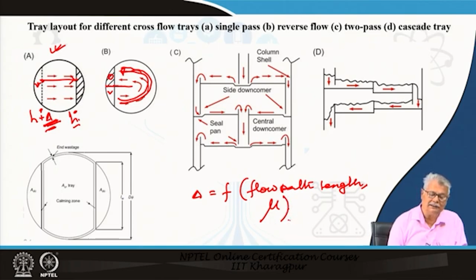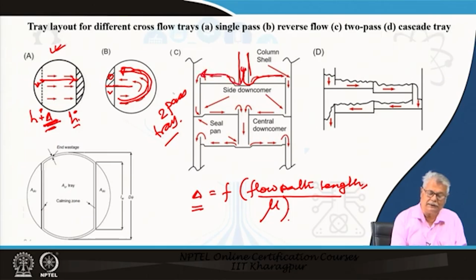So, in order to reduce this delta, we can split the flow into two. Here what you have is a 2-pass tray, where you have the downcomer of the upper tray discharging here, the liquid getting split into two streams. If the tower diameter is D, the path of each liquid in this case is half of D. So, your flow path length has come down, and quite naturally the delta is from this point to this point.